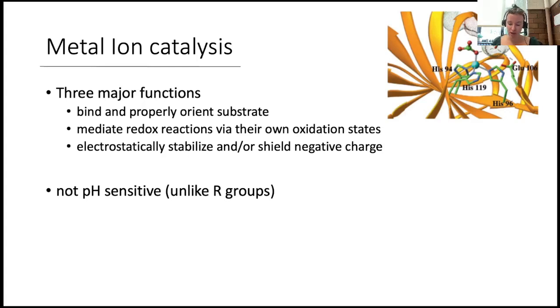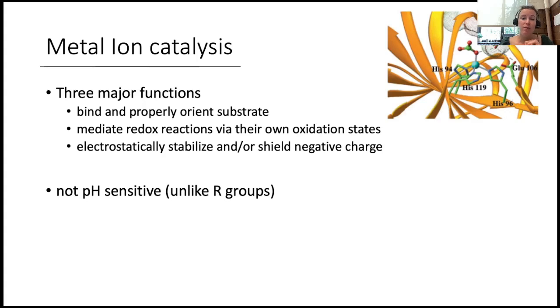Now I'm going to give us a peek ahead as we begin to think about this mechanism. What are we going to see? We are going to see that this metal ion is important for binding the substrate and orienting it correctly. We are going to see in the future, but not today, how these metal ions can do a redox reaction through their own oxidation state. Think iron, Fe2+, Fe3+. Today we will see the metal ion do some electrostatic stabilization or shielding of negative charge.